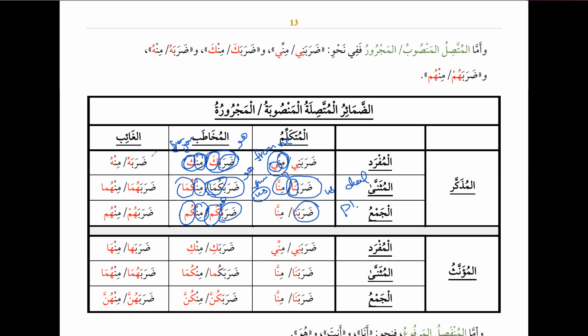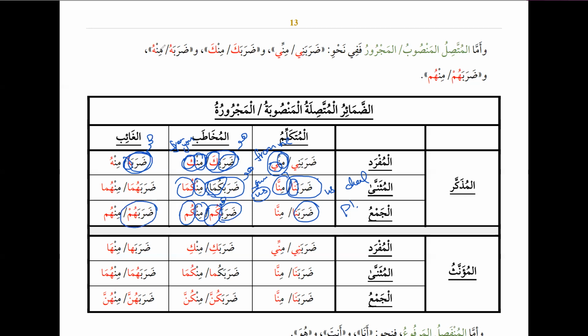Likewise here we come to ضربه. What is the translation of ضربه? He hit him. أحسنت. So ضرب the فعل, فاعل is هو, and the ها is the مفعول به. وهكذا ضربهما. He hit them both. ضربهم. He hit them all.